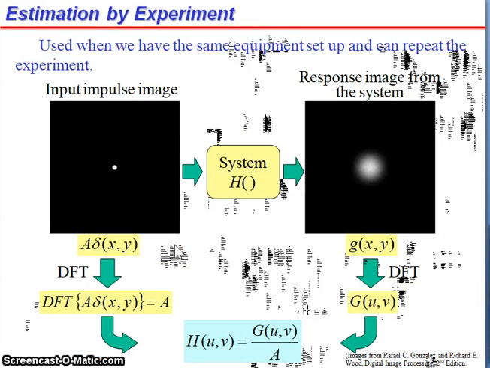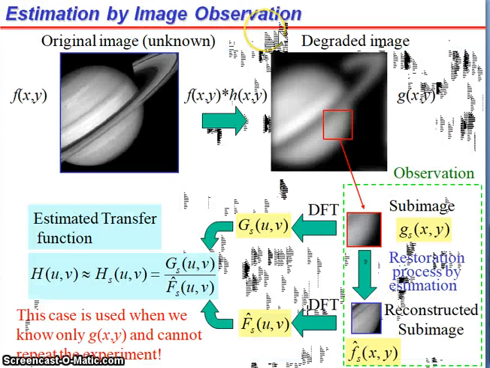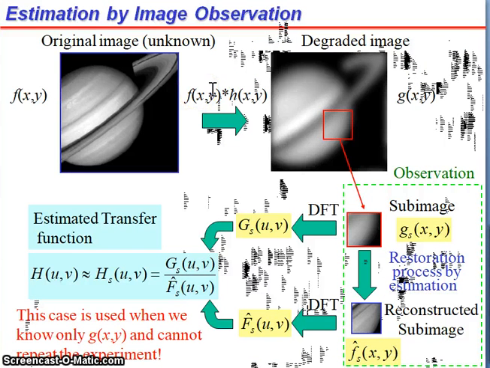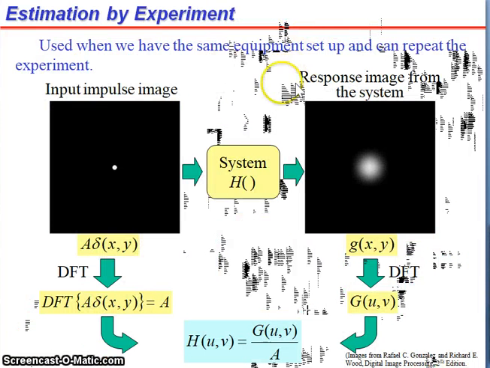Now coming to the other one, estimation by experiment. The first one was estimation by image observation, and the next one is estimation by experiment. It is used when we have the same equipment set up and can repeat the experiment. In the previous case, we cannot repeat the experiment; we can only work by observing a particular image. Here, by doing experiments and repeating them, we can conclude what the estimated transfer function of the degradation system is.